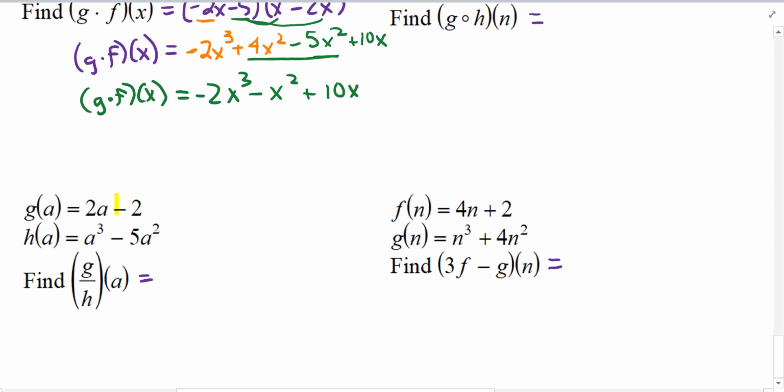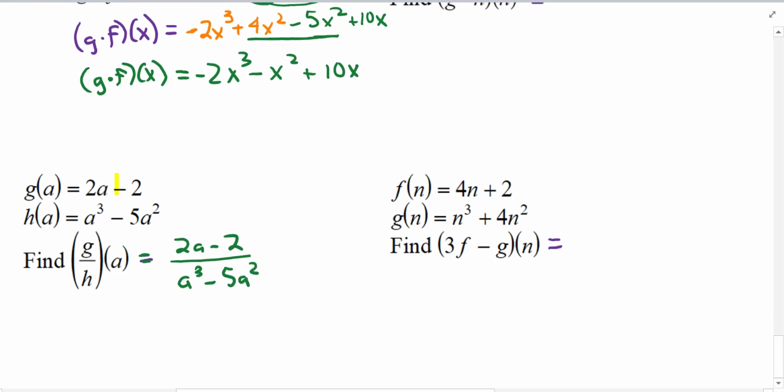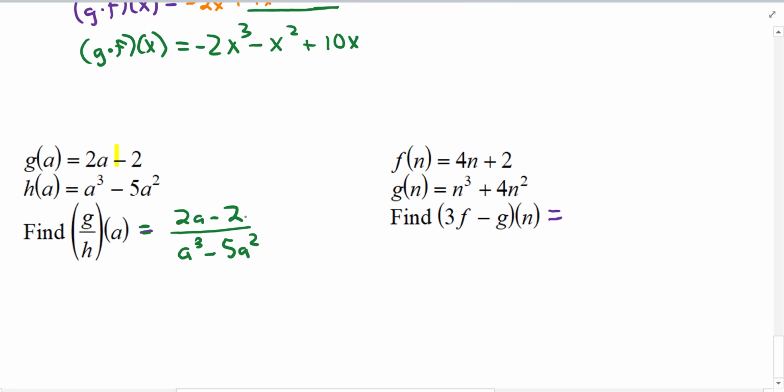For the division one, sometimes they end up being fairly simple. Again, pay attention to which one's on top. So g is this function, 2a subtract 2, and h is a cubed subtract 5a squared. Now, in this top one, you could factor out a 2, but if you look down below, a 2 is not shared down below. So the one reason to factor is so things can cancel. So we're not going to have to worry about that.